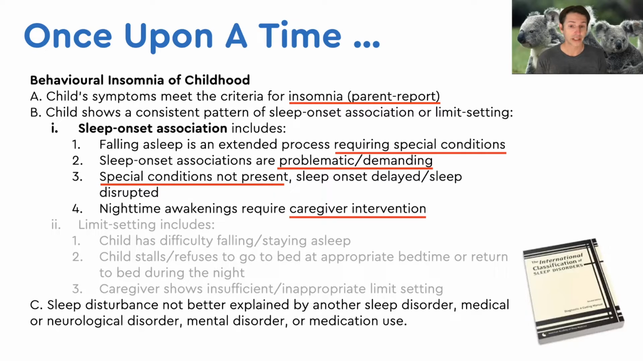Sleep onset associations are problematic and demanding. When the special conditions are not present, sleep onset is delayed or sleep is disrupted. Nighttime awakenings require caregiver intervention. These were some of the key characteristics to give you a flavor of what this particular presentation of insomnia looked like in school kids.